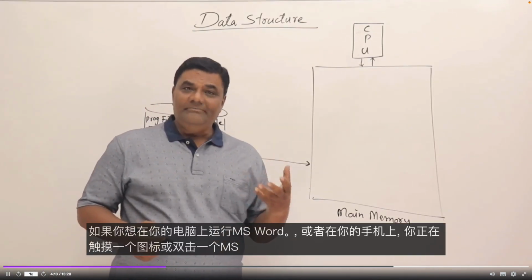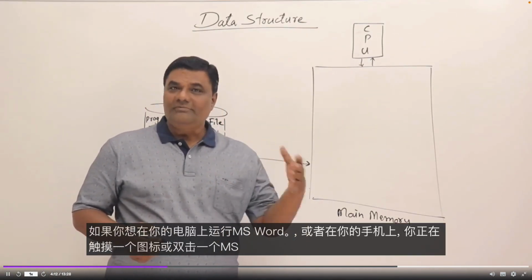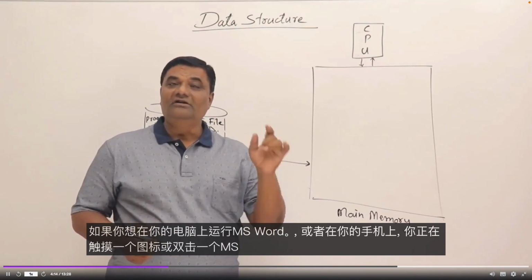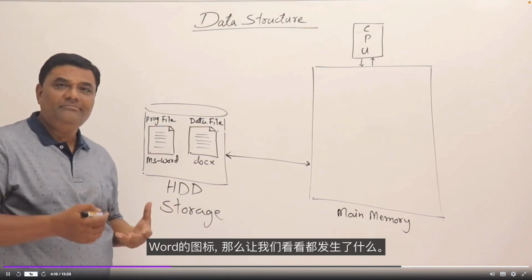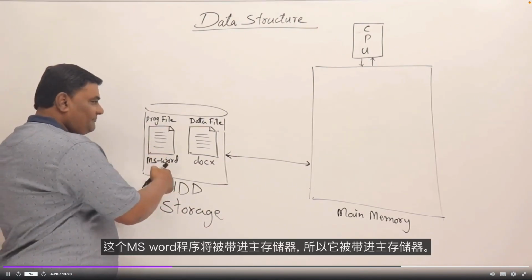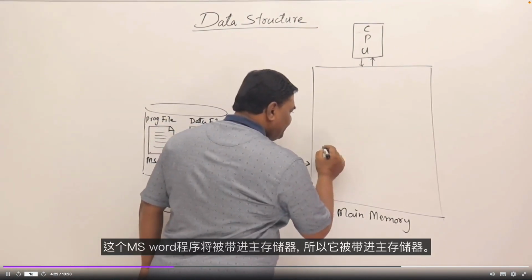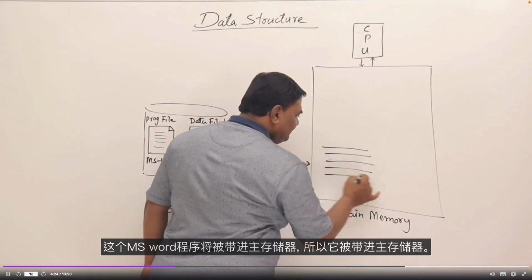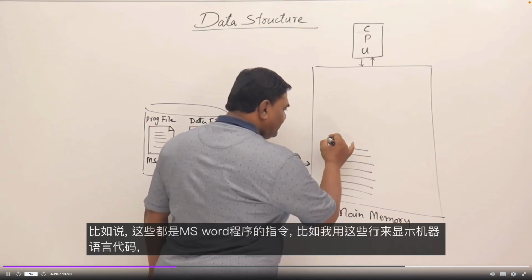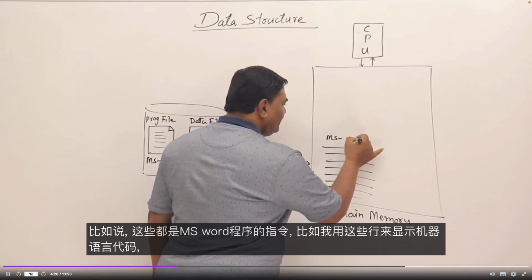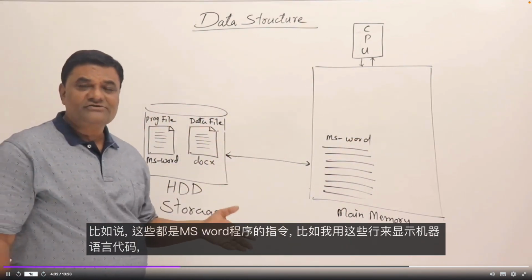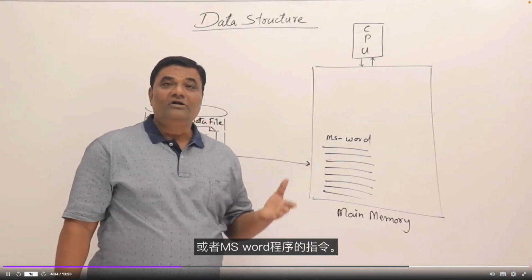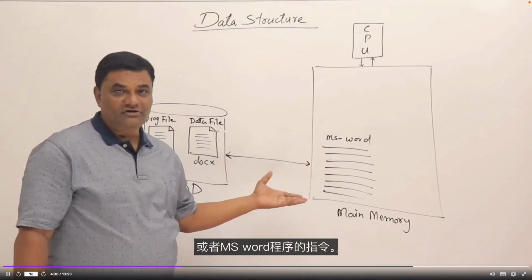If you want to run MS Word on your PC or your mobile phone, you touch an icon or double click an icon of MS Word, then let us see what all happens. This MS Word program will be brought into the main memory. So it is brought into the main memory. Let us say these are all the instructions of the MS Word program, such as I am showing lines to show the machine language code or instructions of the MS Word program.